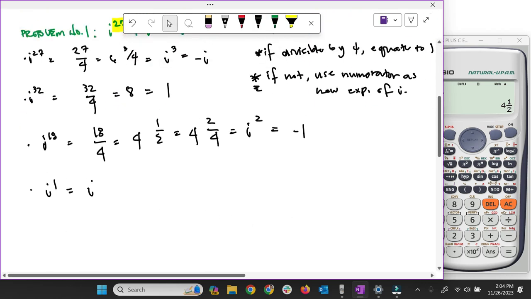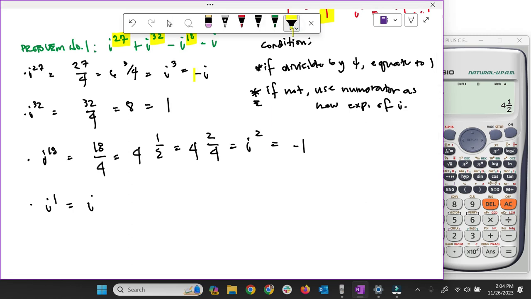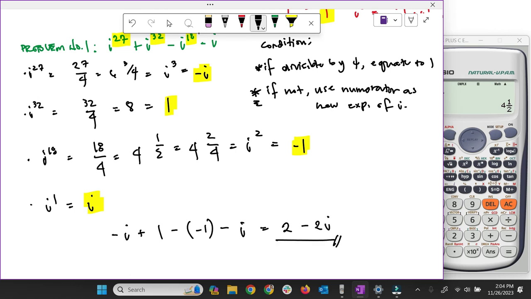So, since meron na po tayong values, we have negative i, 1, negative 1, and i. Let's do the operations na, no? So, i raised to 27, papalitan ko na siya ng negative i. Si i raised to 32 is equal to 1. Then this will be minus i raised to 18, and i raised to 18 is now equal to negative 1, and minus i. So, simplifying the whole equation, negative times negative is positive, so this will be positive 2 minus 2i, and that is our final answer.